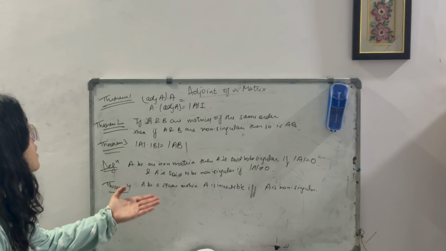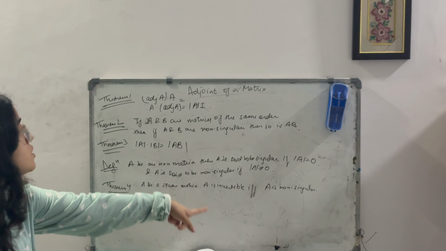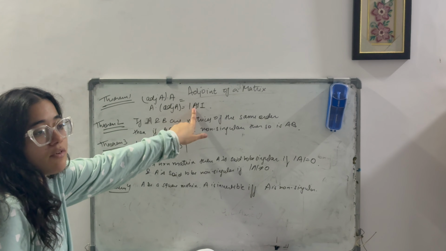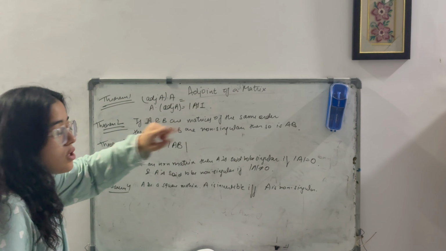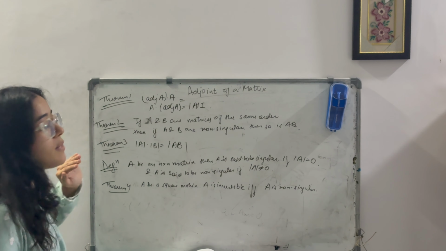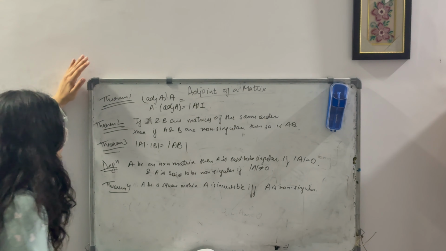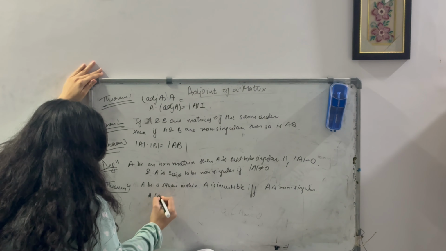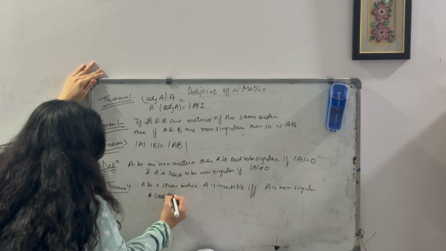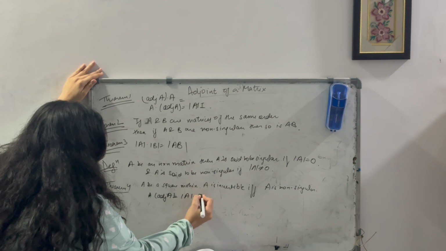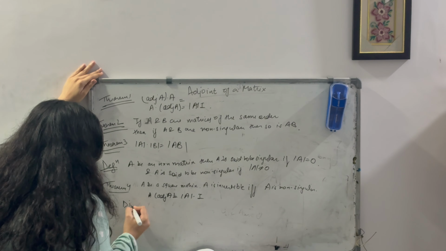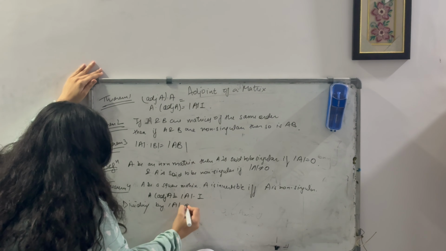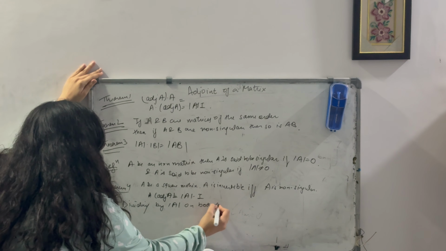So suppose A is non-singular. If A is non-singular, then by theorem 1, determinant of A will be non-zero. This is a number. So can we divide the entire equation by determinant of A? Yes. So what are we given? We are given that A into adjoint of A is equal to determinant of A into identity. Dividing by determinant of A on both sides, what do we get?